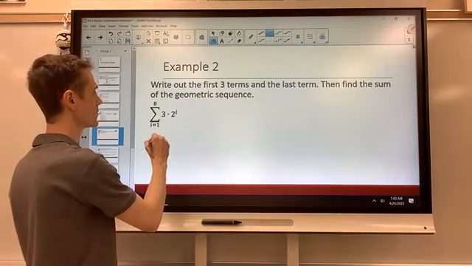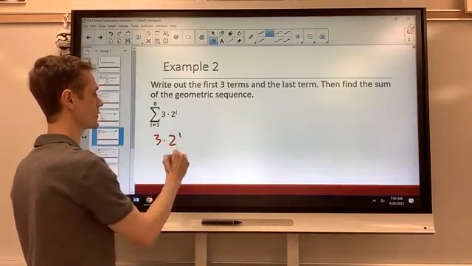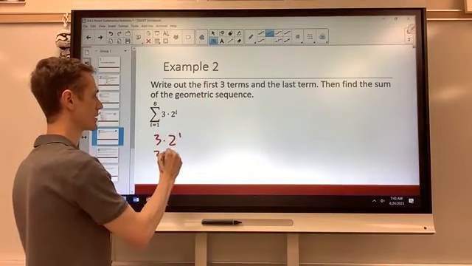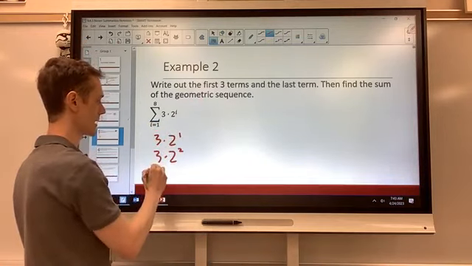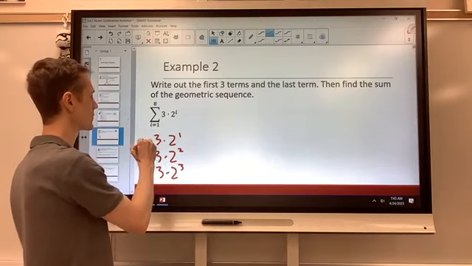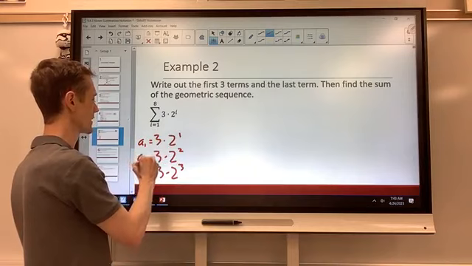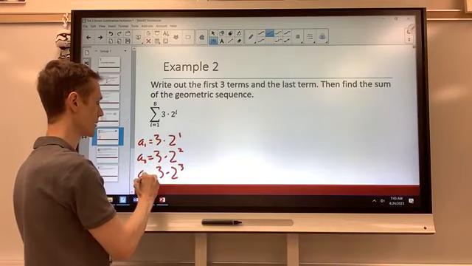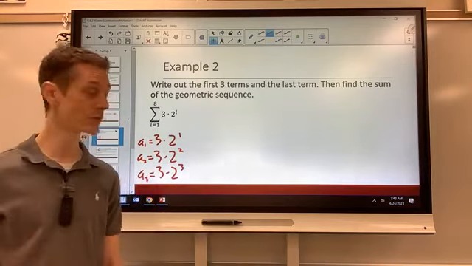So I'm going to have 3 times 2 to the first, and then I'm going to have 3 times 2 to the second, and 3 times 2 to the third. These would be the first 3 terms in the sequence that we normally call a sub 1, a sub 2, and a sub 3.